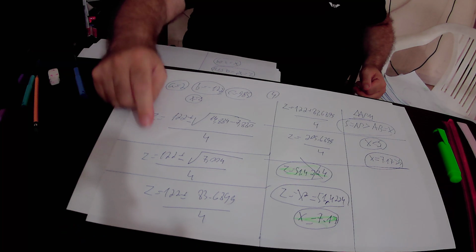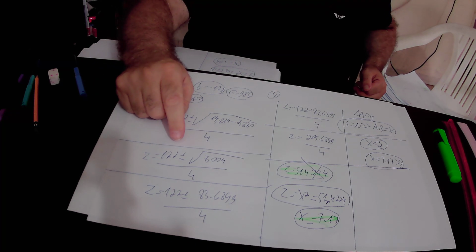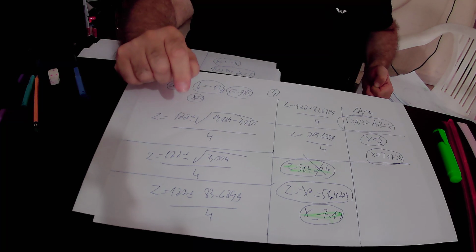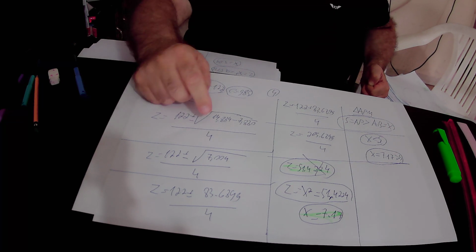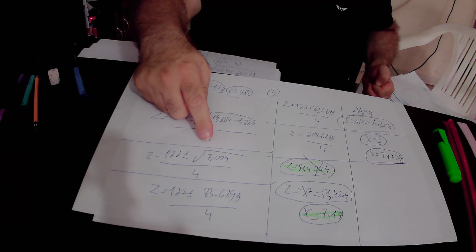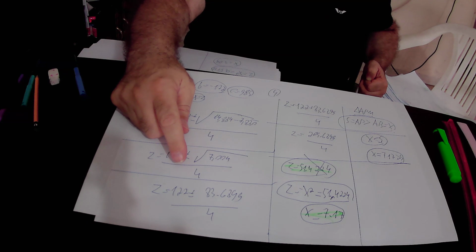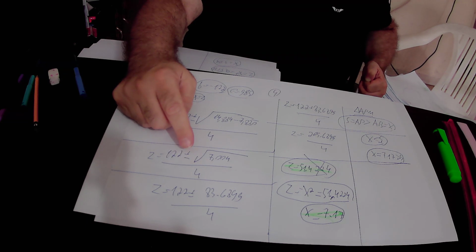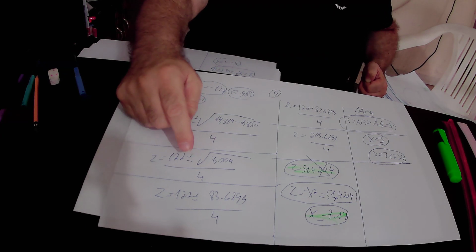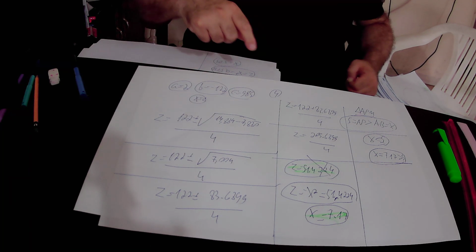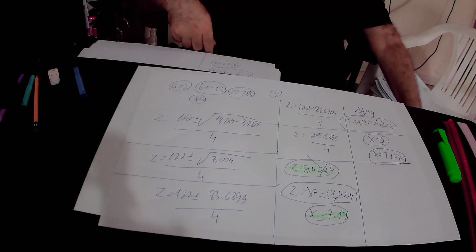So in conclusion, we found out that z equals 122 plus minus the square root of 14,884 minus 7,880, which is 7,004. So inside the root we are left only with 7,004, divided by 4. So in conclusion, z equals 122 plus minus the square root of 7,004, which is 83.6899, divided by 4. So here we will have two possible solutions for z.